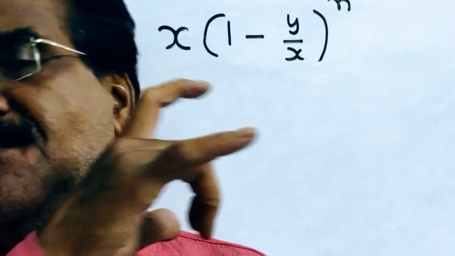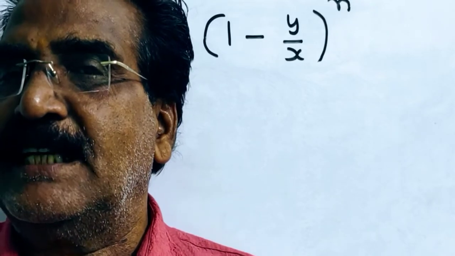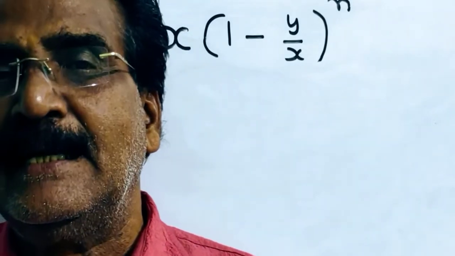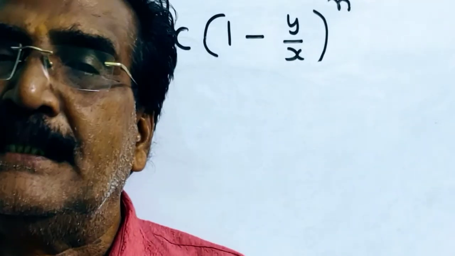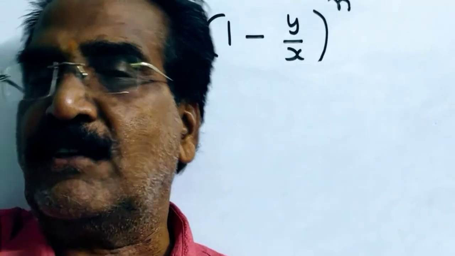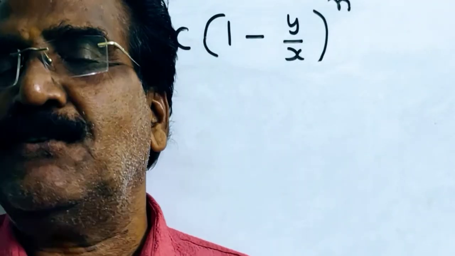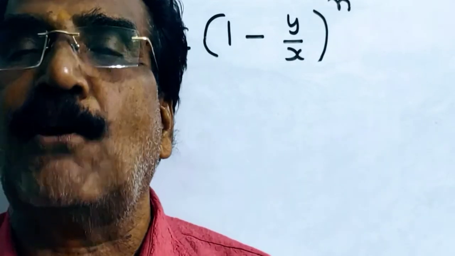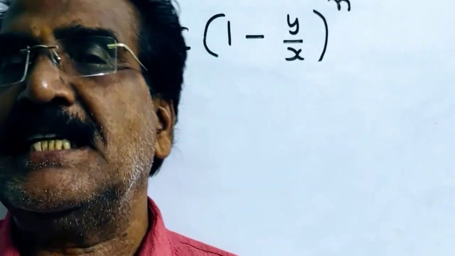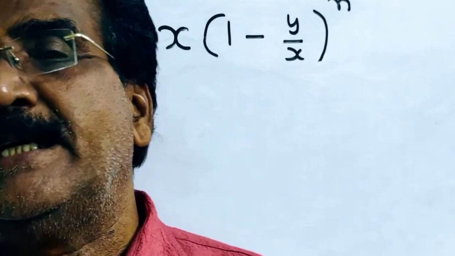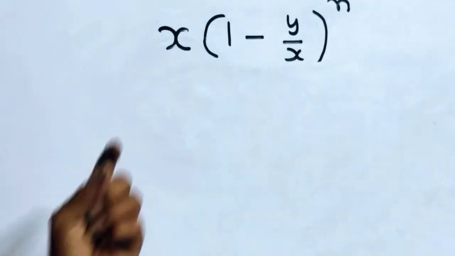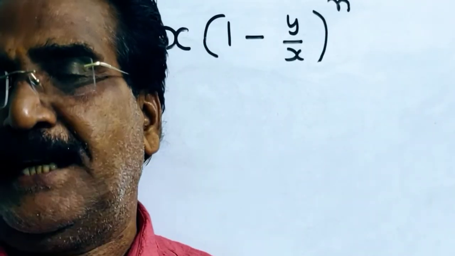See friends, a can of 30 liters contains pure milk and 3 liters of milk is drawn out and an equal quantity of water is added. Here the question is, after how many such operations does the concentration of milk reduce by 27.1%?